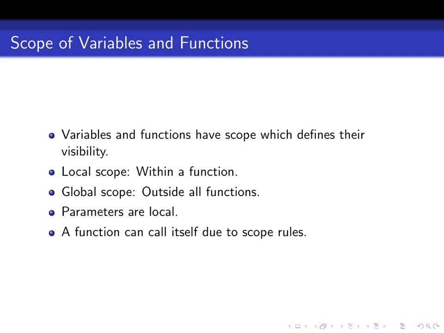Moving on to scope. Every variable or function has a scope that dictates where it's accessible. Local scope is within a function, whereas global scope applies outside all functions. Parameters are always local. And understanding scope helps in managing self-referential calls or avoiding naming conflicts.